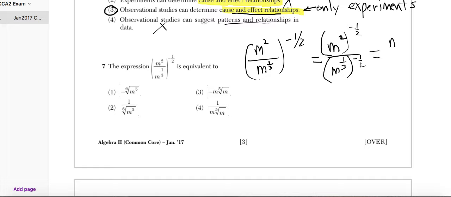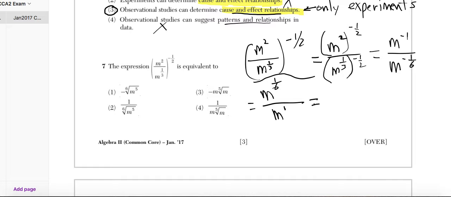2 times negative 1/2 is negative 1. 1/3 times negative 1/2 is negative 1/6. Now also remember this, guys. When you have a negative exponent, what was in the numerator is going to be moved to the denominator, and what was in the denominator will move to the numerator if the exponent is negative. So now what we're going to do, guys, is m to the 1/6 over m. Oh, no, I didn't make a mistake.